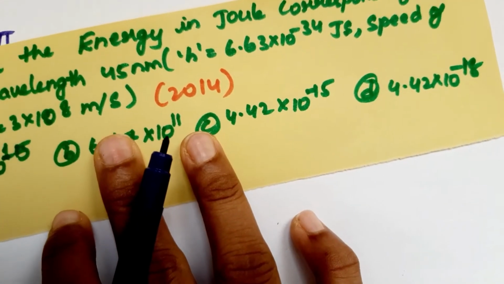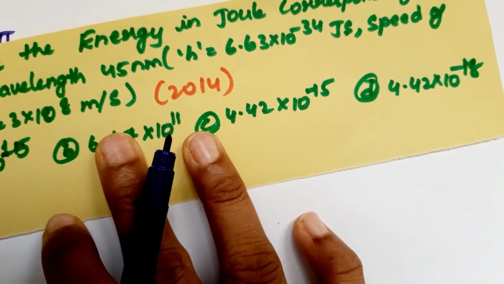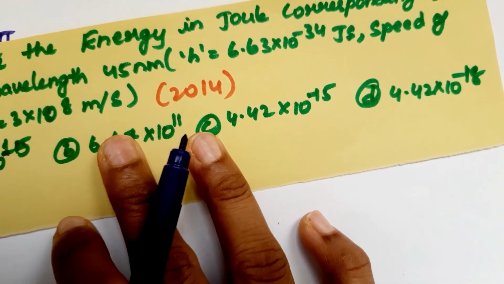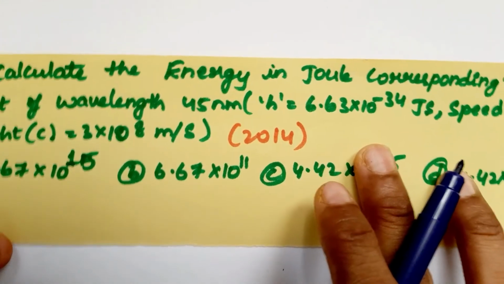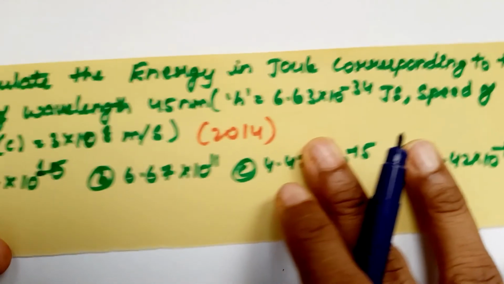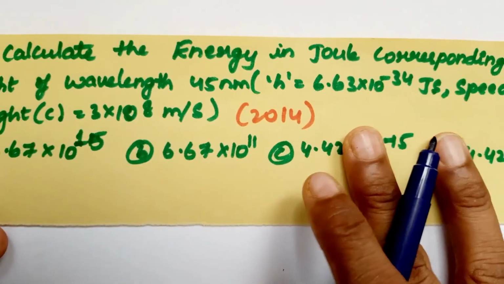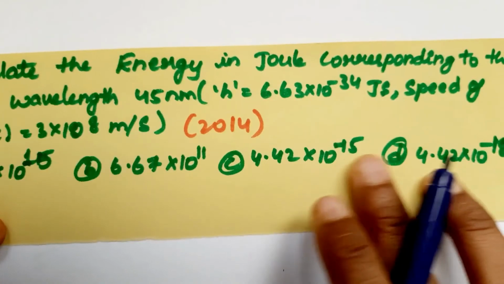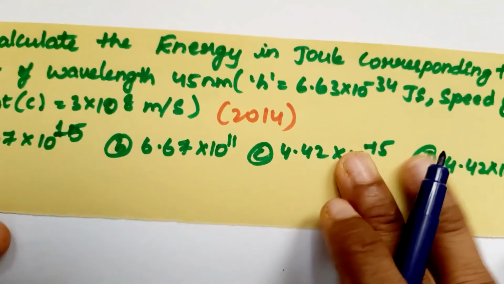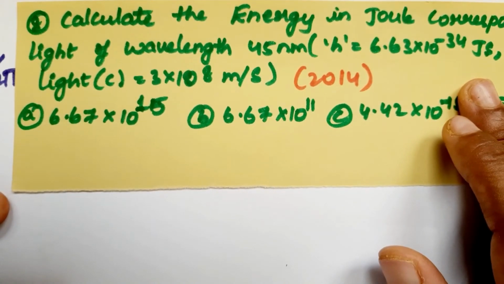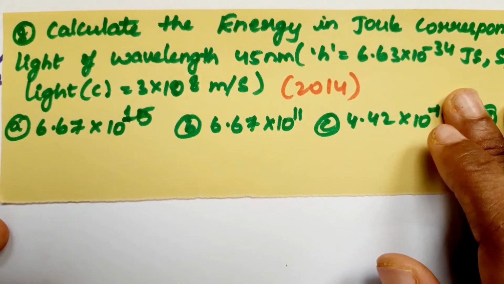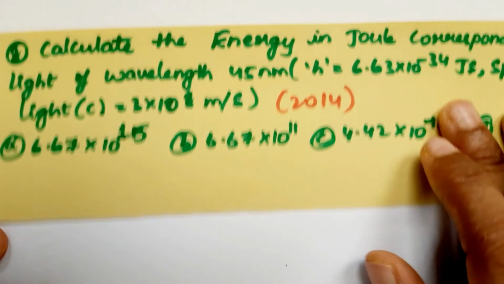If you observe the previous year papers, then we can easily attempt these questions. See, calculate the energy in joules corresponding to the light of wavelength 45 nanometers. Here the h value is given, and the speed of light is given. This is from the 2014 previous year question. We have to calculate the energy.